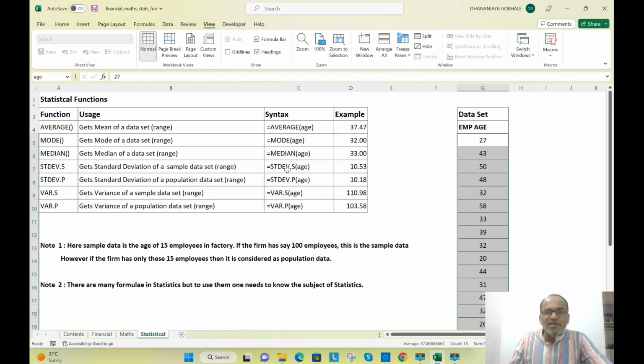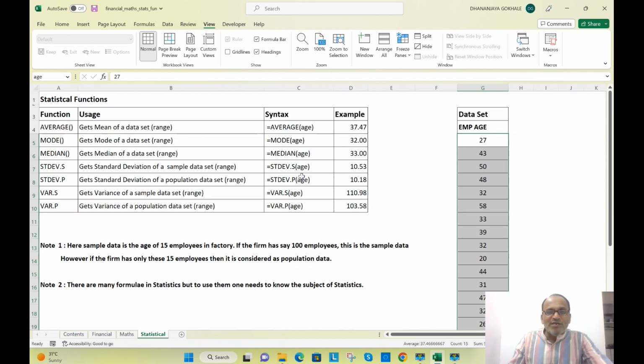Now, STDEV.S, standard deviation. So .S stands for sample, the standard deviation of a sample data set. That means the full data of employees may be 500, but out of 500 we have taken sample data. Now I'm not going to explain why we take a sample, that's part of statistics. When we pick up sample data and try to figure out the average age of the overall population, that means 500 students are there, you pick up 15 randomly and find out their average, and you can say that the average age of all these 500 students is so and so. That is what is known as standard deviation of a sample.